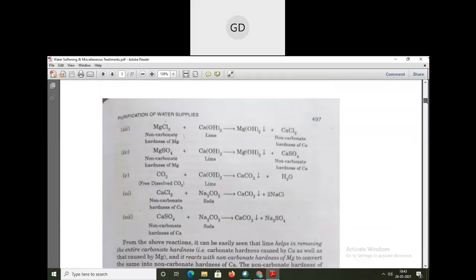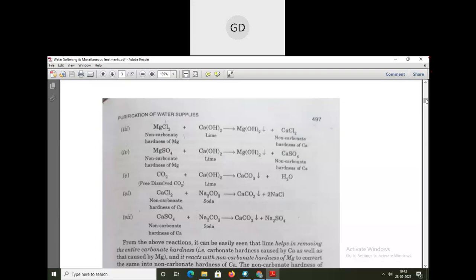So calcium carbonate is precipitated out, magnesium hydroxide is precipitated out, and again this magnesium hydroxide is precipitated out. Try to remember the chemical reactions. It is a long step. It gives a precipitate of calcium carbonate and magnesium hydroxide.